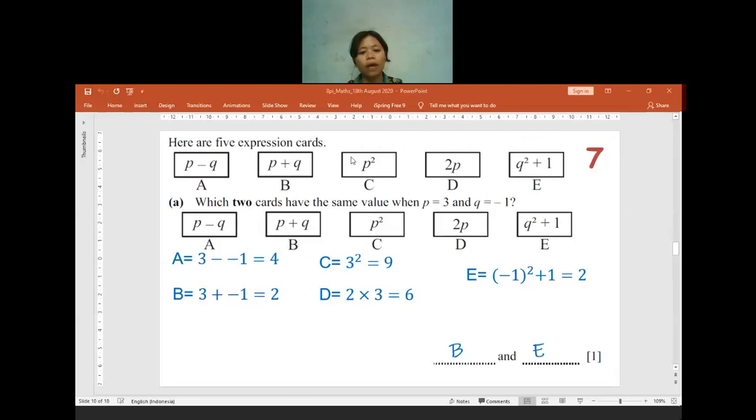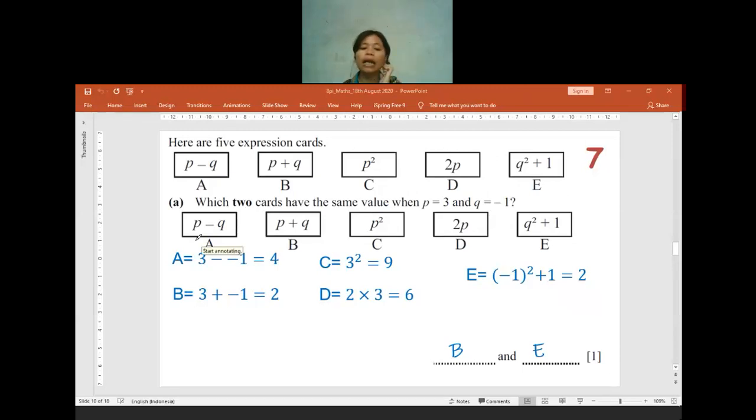Here there are 5 cards: cards A, B, C, D, E. On each card there is an expression. Now for question 7a, we have to find which cards have the same value when we replace the p with 3 and the q with -1. So for question 7a, we will just replace the letter p with 3 and the letter q with -1.